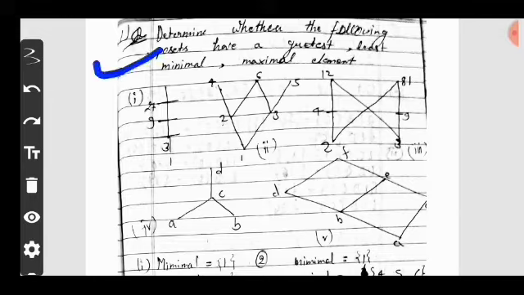Now, important questions related to the Hasse diagram and the special elements of posets are: determine whether the following posets have greatest, least, minimal and maximal elements. Here the Hasse diagram is already given. We just need to determine all the special elements.